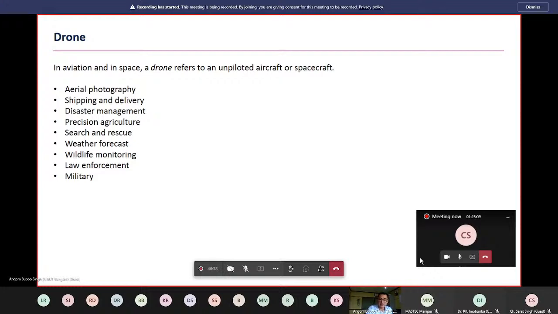So the next technology is the drone. Various shapes and sizes are there, but basically these are nothing but unpiloted aircraft, unmanned aerial vehicles. They are used for various things. Nowadays in the military also, people are using drones for attack as well as defense.